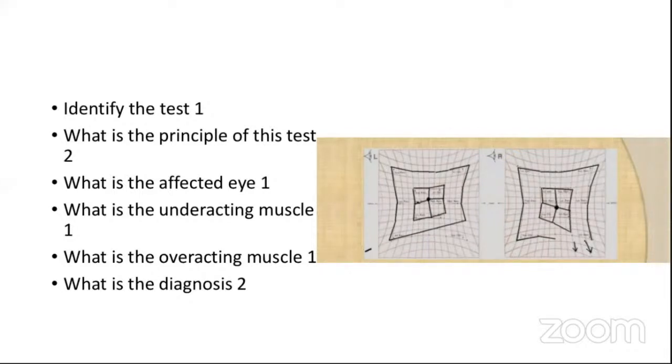This is the Lees charting, which is based on the haploscopic principle. The affected eye here is the left eye. The underacting muscle is the superior oblique. And the overacting muscle should be inferior oblique. And the diagnosis would be left superior oblique palsy.